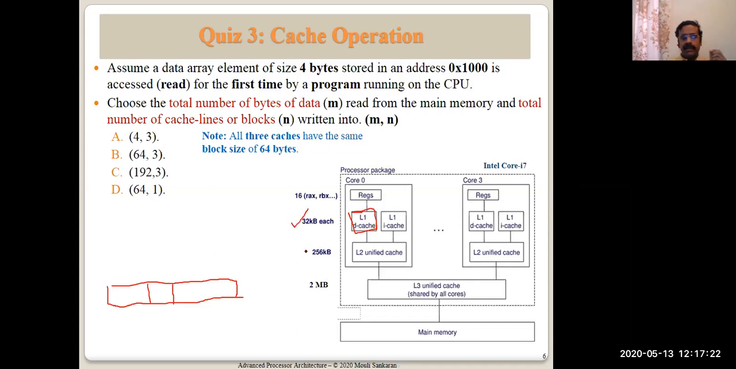And it is written here, it is 32 kilobyte each. This is 256 kilobyte and this is 2 MB. This is the total size of the cache. Okay. Now I am giving you one more input here. All 3 caches have the same block size of 64 bytes.